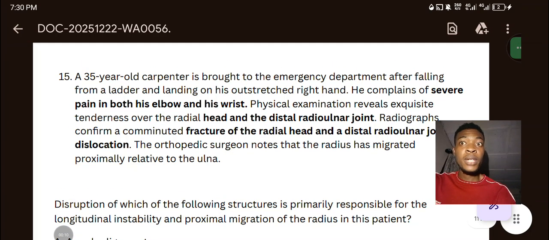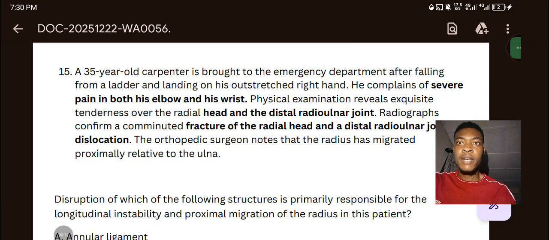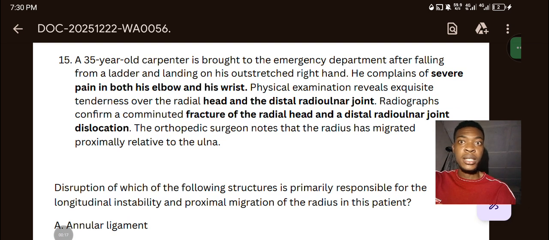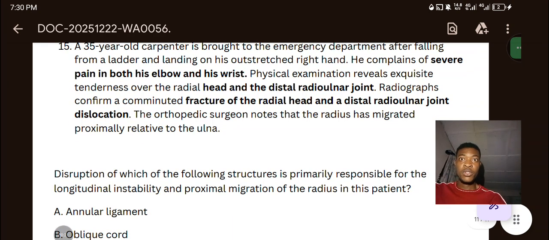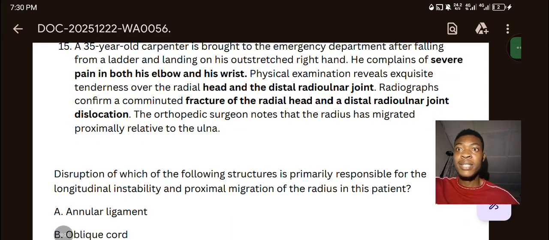A 35-year-old carpenter is brought to the emergency department after falling from a ladder and landing on his outstretched right hand. He complains of severe pain in both his elbow and his wrist. Physical examination reveals exclusive tenderness over the radial head and distal radioulnar joint. So there's a tenderness over the radial head and distal radioulnar joint.